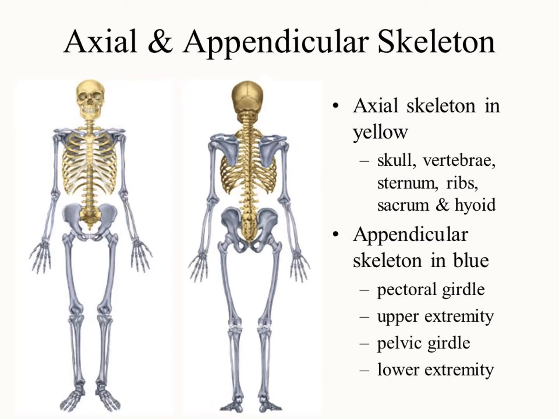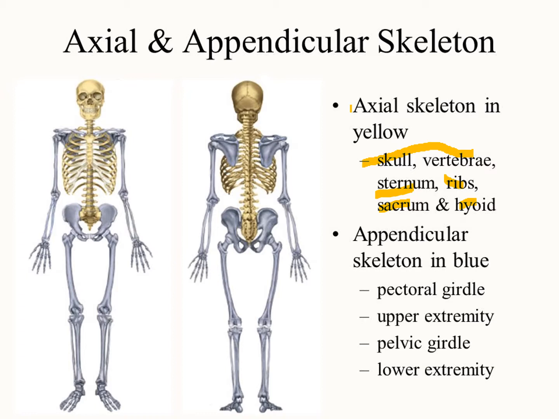All right, another live lecture talking about the axial and appendicular skeleton. As you may know already, the axial, that's in yellow. The axial basically is going to deal with the skull, the vertebrae, the sternum, ribs, sacrum, and the hyoid.